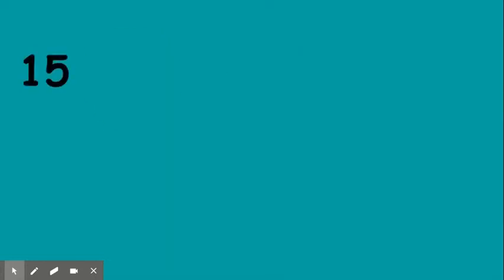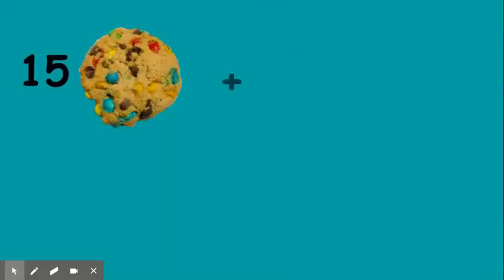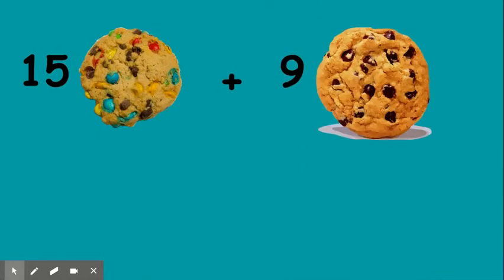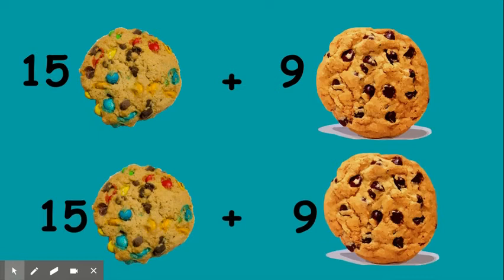So let's say I have 15 M&M cookies, but then a friend gives me 9 chocolate chip cookies. I can't say then I have 24 M&M chocolate chip cookies. I would keep it as I have 15 M&M cookies and 9 chocolate chip, because the M&M and the chocolate chip are two totally different cookies.